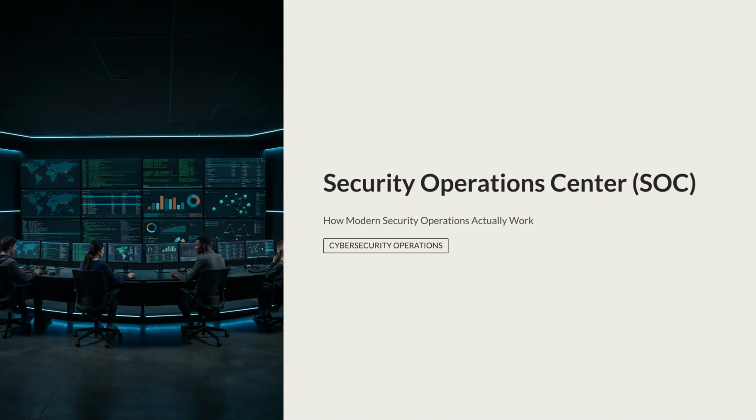In this lesson, we're going inside the Security Operations Center, or SOC, and looking at how security operations actually work in practice. When people first hear the term SOC, they often imagine a room full of analysts staring at dashboards and waiting for alerts. And yes, dashboards and alerts are part of it, but a SOC is much more than that. It is a centralized security function responsible for continuously monitoring an organization's environment, detecting suspicious activity, investigating potential threats, and coordinating the response when something actually happens.